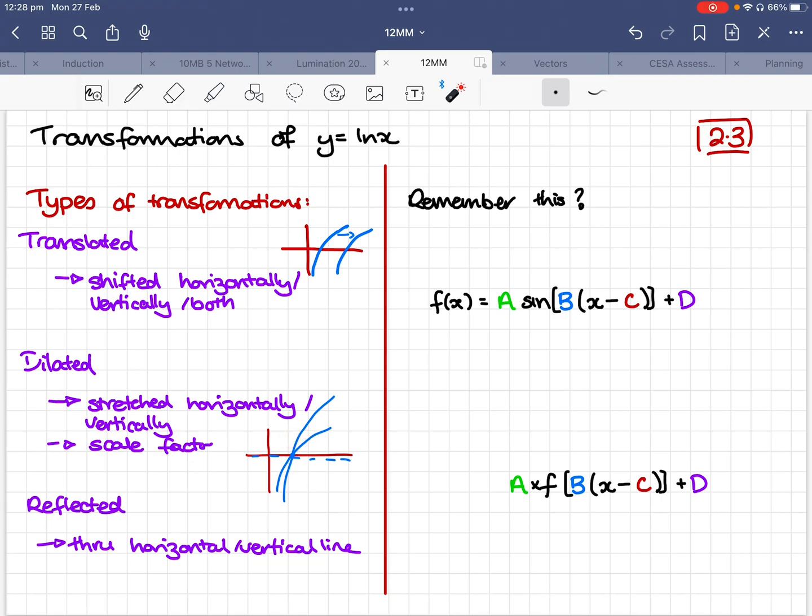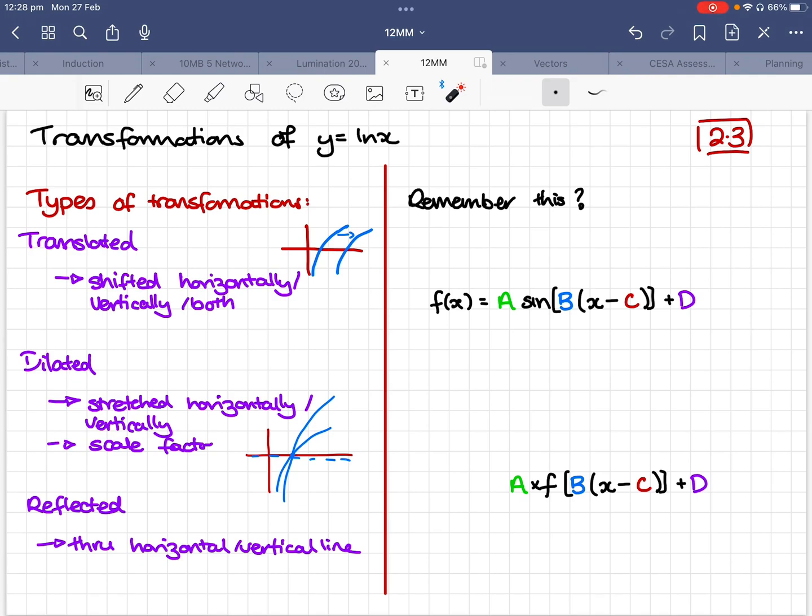The final type of transformation is a reflection. This usually occurs through a horizontal or vertical line, and in nearly every single situation, that's actually going to be through the x or y axes. Just be mindful of that.